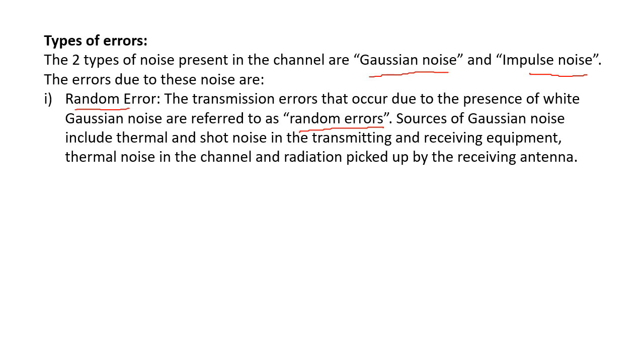Sources of Gaussian noise include the thermal and shot noise in the transmitting and receiving equipment, thermal noise in the channel, and radiation picked up by the receiving antennas.